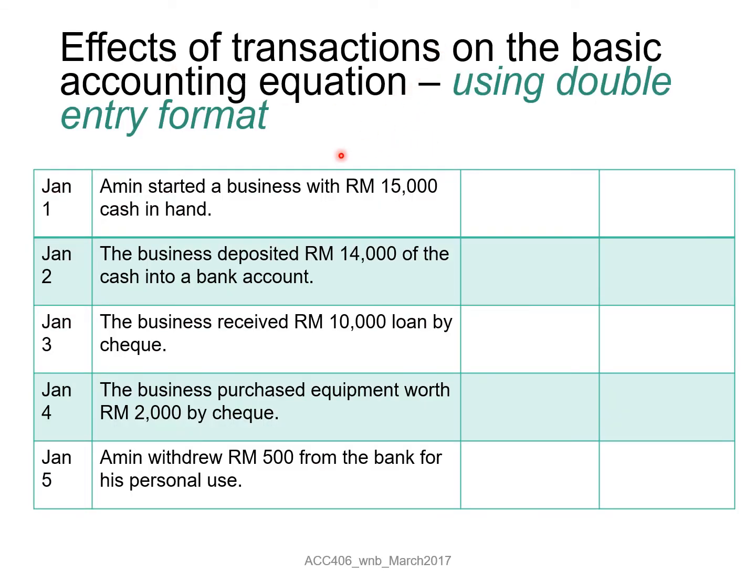Next, kita nak move on lagi. Kita nak tengok all this transaction, macam mana dia record on the effect of transaction on the basic accounting equation using the double entry format. So 1st January, Amin started business dengan 15,000 cash in hand. Dia baru mula perniagaan, maksudnya dia memang akan melibatkan owner's equity, iaitu capital.